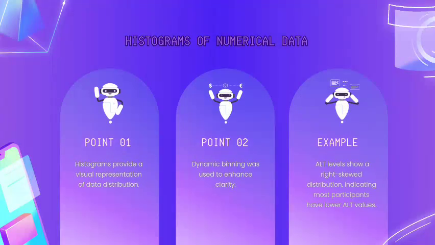Now, moving forward to data visualization, histogram. Histograms were used to visualize numerical data distribution. For instance, ALT level exhibits a right skewed distribution, indicating that most participants had lower ALT values. Dynamic binning was applied to ensure clarity in these visualizations.